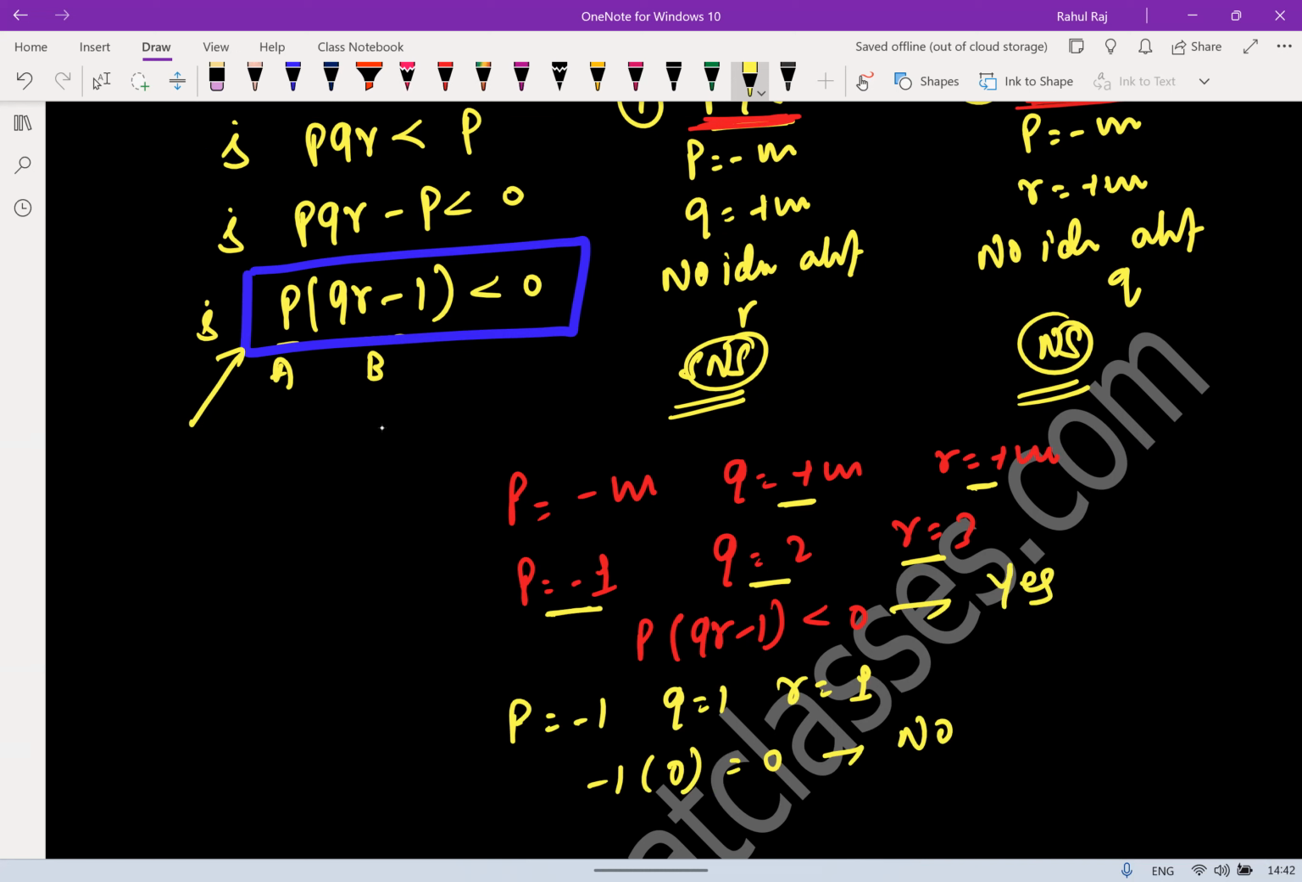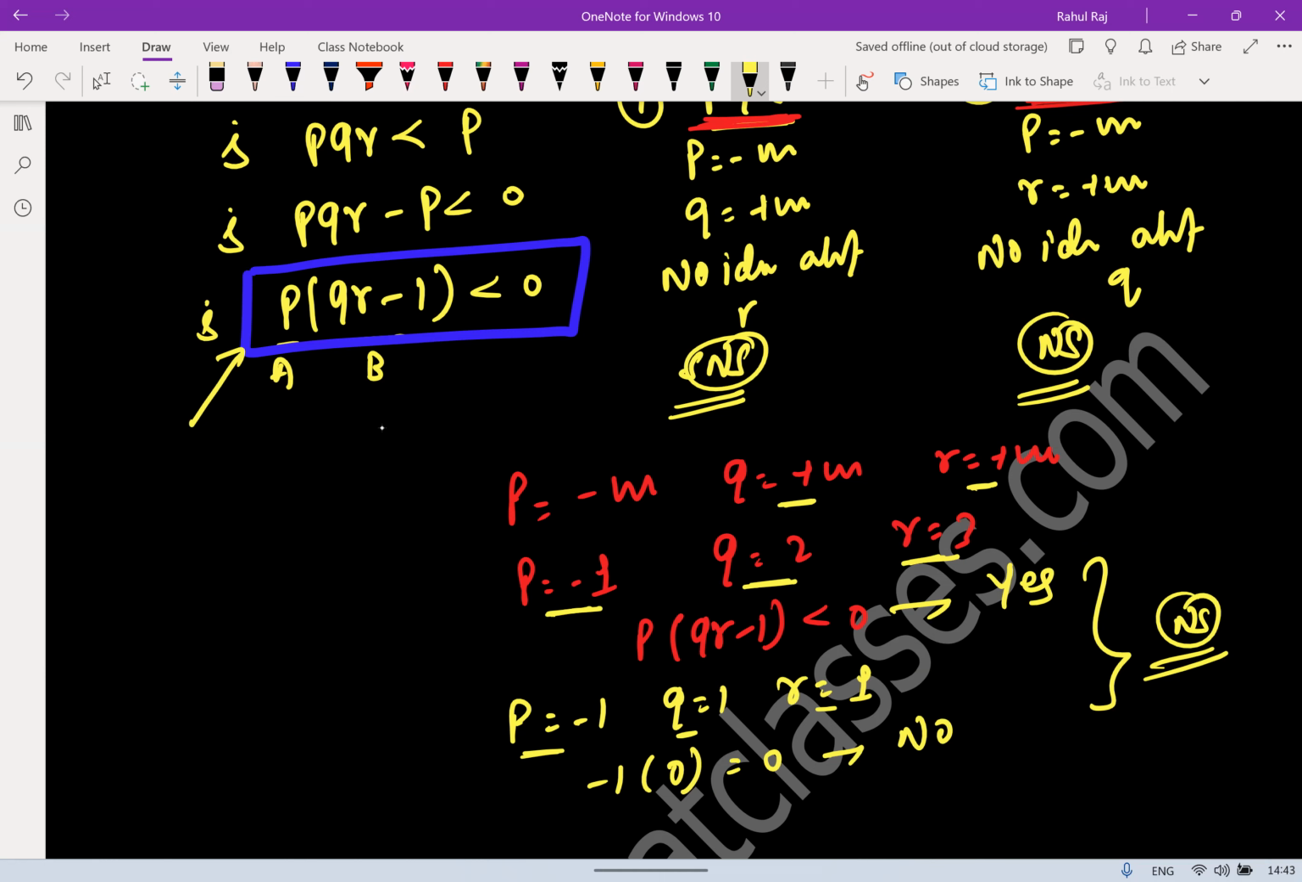When I took P as negative 1, Q as 2, R as 3, I got P into QR minus 1 less than 0. When I took P as negative 1, Q as 1, R as 1, I got P into QR minus 1 equal to 0. So I have a yes and no situation, not sufficient for sure. Am I right? Any problem here? Please tell.